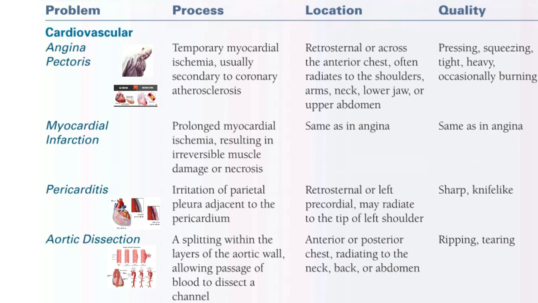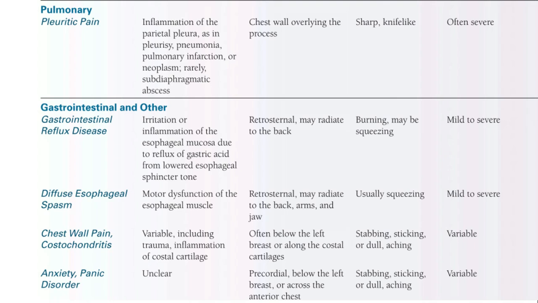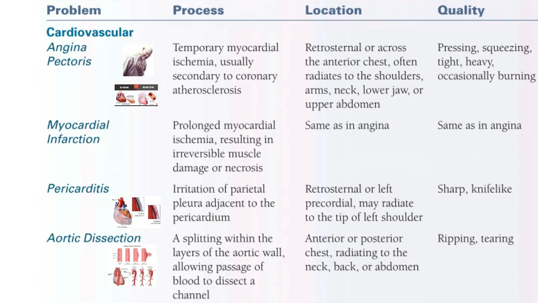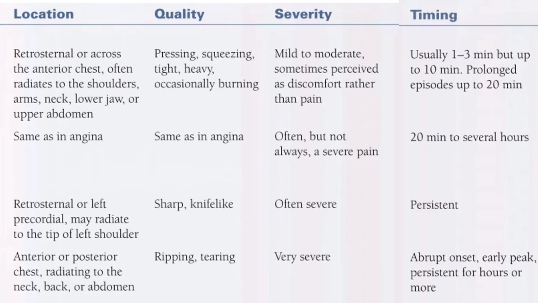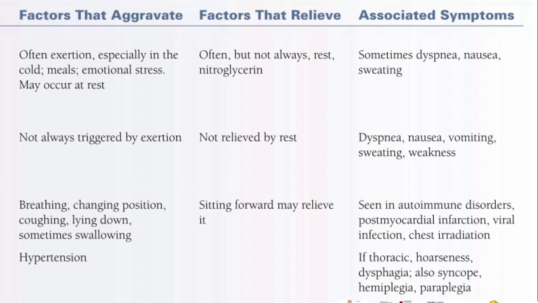Okay, so the causes of chest pain: angina, myocardial infarction, pericarditis, aortic dissection. Pulmonary causes, GI disorders such as GERD, and even anxiety can also cause chest pain. But you have to know the location, the quality of the pain, whether it is pressing, knife-like, or ripping, the severity, timing, and factors that aggravate, especially if it is aggravated by exertion. Likely you would think of possible angina pectoris. Factors that relieve, and the associated symptoms.